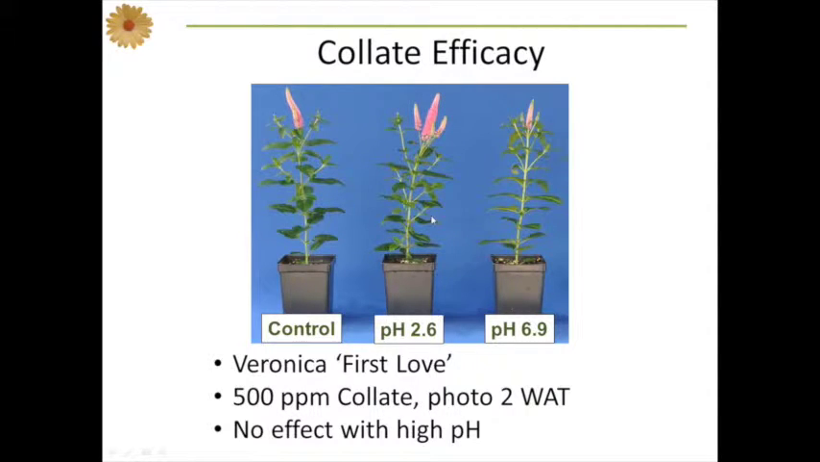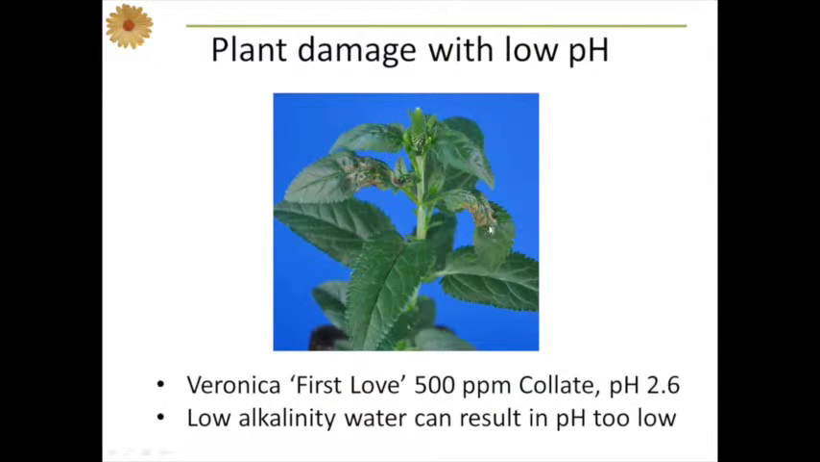We have increased branching. We did not have a delay in flowering, but we had a lot of branching on these plants as compared to adjusting that pH up to 6.9, above that 5. So we had very little activity from the Ethifon itself. We had no branching, no effect. However, the pH of 2.5 or 2.6 damaged the plants.